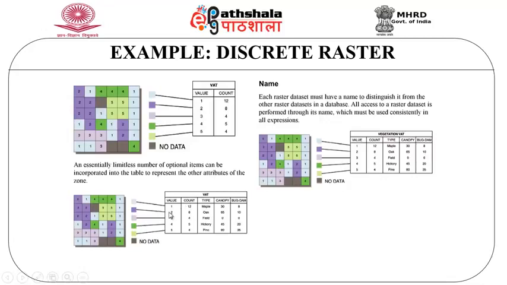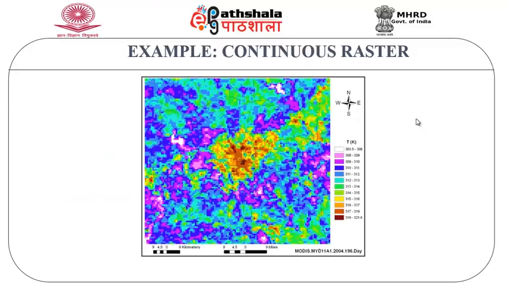Here we can see that the name follows the value, count, as well as the type, the canopy, and everything has its own name associated with it, which are linked only with respect to their names. So this is some kind of discrete raster representation.